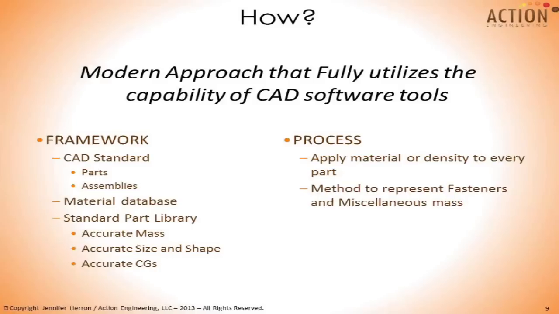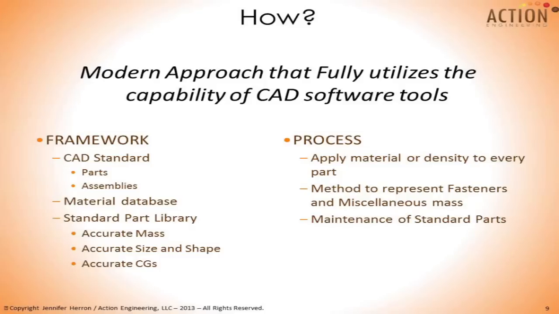And then the second thing you need is a method to represent fasteners and miscellaneous mass. Now, I gave the example of I prefer to use accurate fasteners, but if you are early on in your concept stage and you don't have fastener locations identified, then you want to come up with a method that is an accurate representation of where that mass might be spread. And I'll give you a visual example of that in a little bit here.